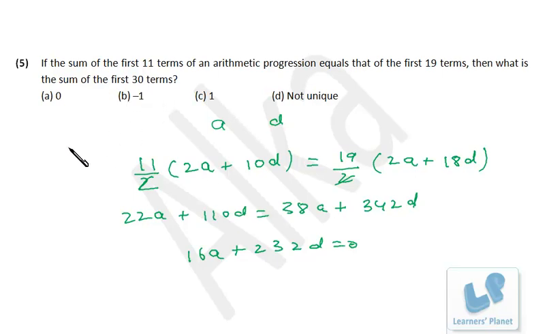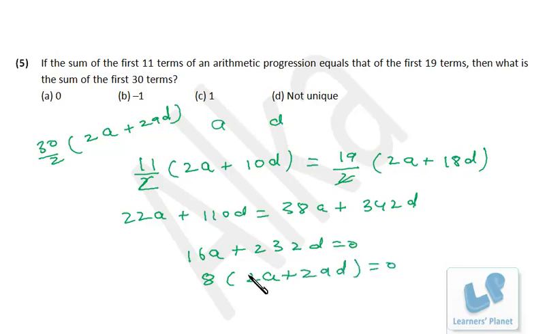Now we have to find out the sum of the first 30 terms. So that's 30 by 2 into (2A plus 29D). So that we have to calculate. From this, we just have this expression in our hand. So just take 8 as common. So we'll be getting 8 into (2A plus 29D) that's 0. So either this or this is 0. Now 8 cannot be 0, so 2A plus 29D is 0, right? Now the sum of the first 30 terms is this, where 2A plus 29D is 0. That means 30 by 2, that's 15 into 0, is 0. That means the sum of the first 30 terms is just 0.